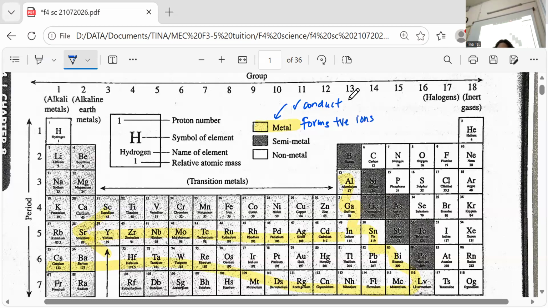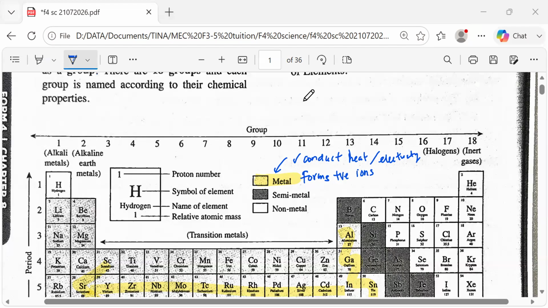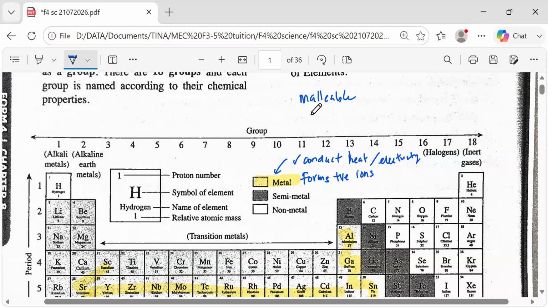Okay, it conducts electricity and it conducts heat. Can be used as wires. Okay, metals are shiny, malleable, ductile. Do you know what shiny, malleable, ductile means? Shiny is shiny lah. Okay, ductile means you can pull it into a wire. That is ductile. Malleable means when you knock it, it becomes a different shape. That's called malleable. Okay, so metals: malleable, ductile, shiny. And generally, all metals have high melting point, high boiling point.